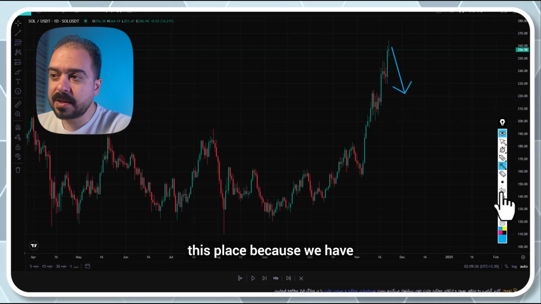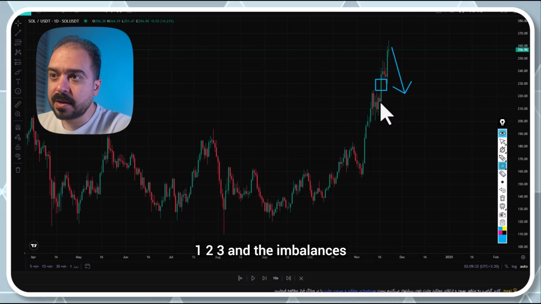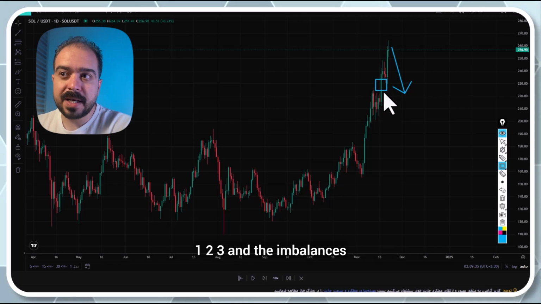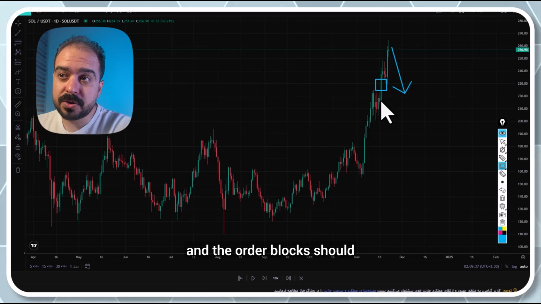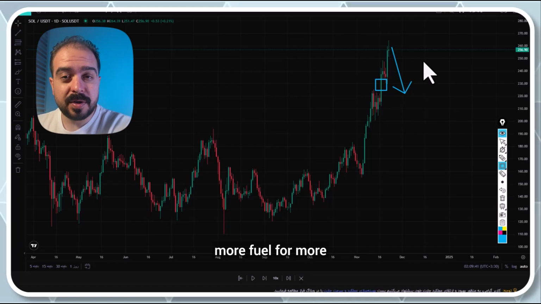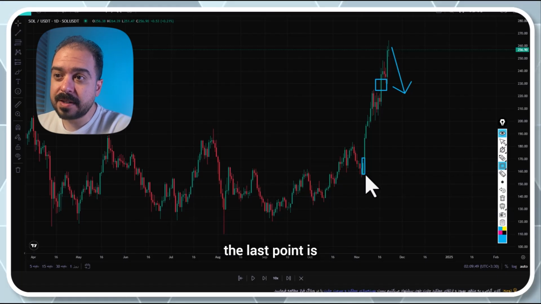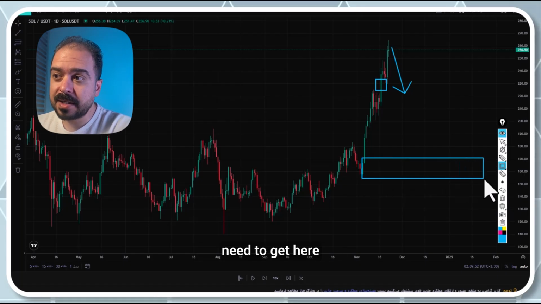I think market should come to this place. Why to this place? Because we have imbalance between these 3 candles in this area. 1, 2, 3. And the imbalances and gaps should be filled and the order blocks should be touched. I think market comes here, then it needs more fuel for more pullback because I think the last point is this candle and market needs to get here.